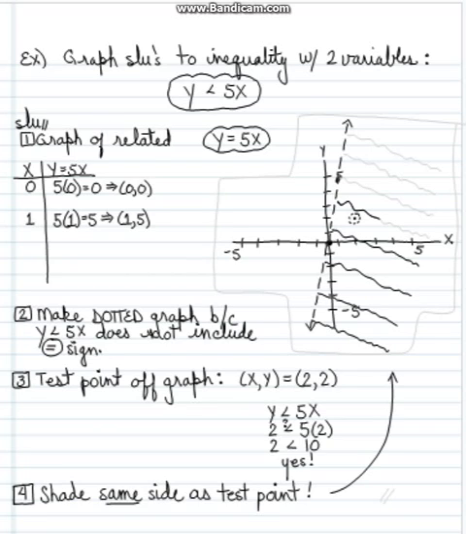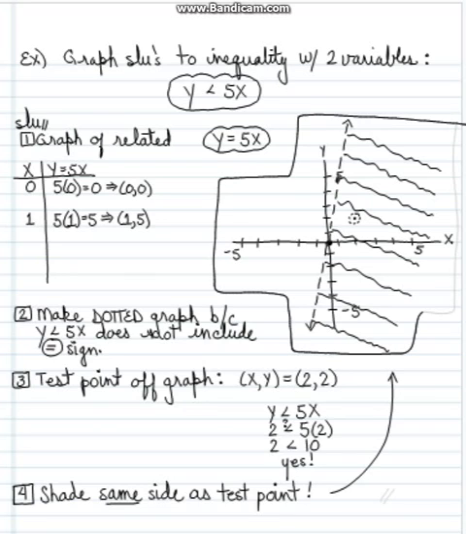Now what this indicates is that every ordered pair that lives in this shaded region on this side of the dotted line, every point there satisfies the inequality. That's every (x, y) living in the shaded region satisfies the inequality. And we're finished.